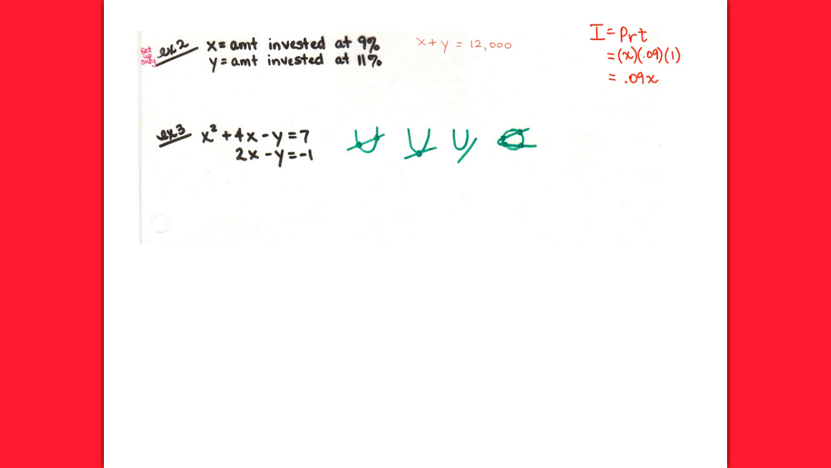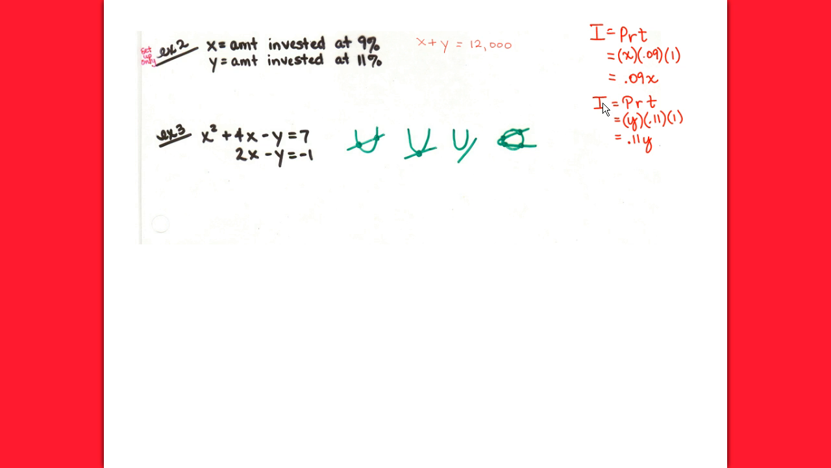All right, so let's do the same thing with that second account. For that second account down here, if I do interest equals principal times rate times time, what's the principal? y. What's the rate? 0.11, and what's the time? Right, so I could go through and multiply those, and I'd have 0.11y. Okay, so this is the interest I get on the first account. This is the interest I get on the second account, and it says the yearly interest is $1,180. So what do I need to do with those two?